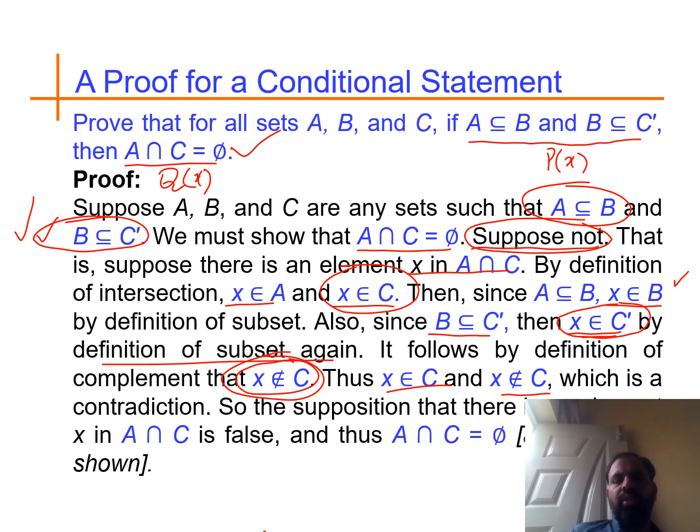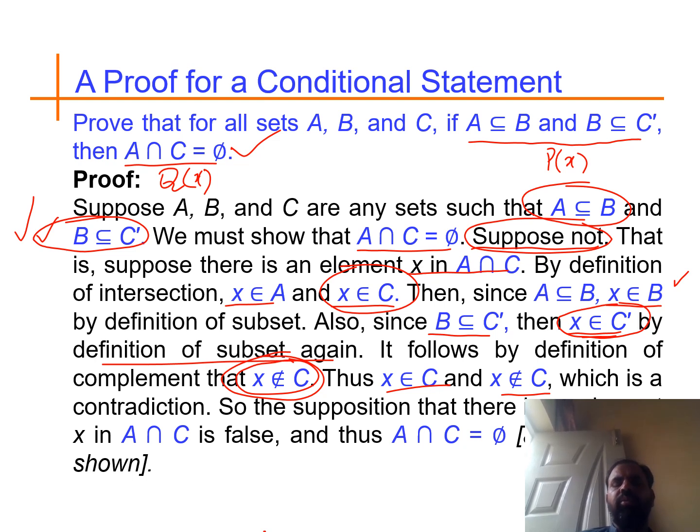Then since A is a subset of B, X belongs to B, so it's the definition of subset. Since B is a subset of C complement, then X belongs to the C complement. So it is also again the definition of subset. So it follows from the definition of the complement that X doesn't belong to C, thus X belongs to C and X belongs to C, which is a contradiction.